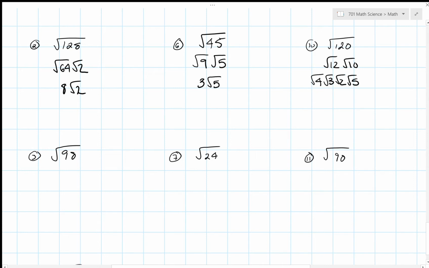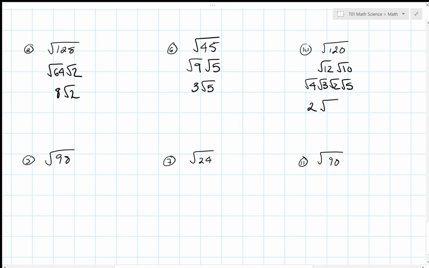Okay, now I look at these and I'm saying, root 4, I can take the square root of that, that's 2. But now I'm left with this 3, this 2, and this 5. Can I do anything with them? Well, I can't take the square roots of them because they're not perfect squares. And I say to myself, actually what I need to do here is just multiply those back together up to root 30.